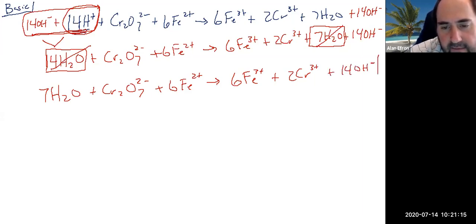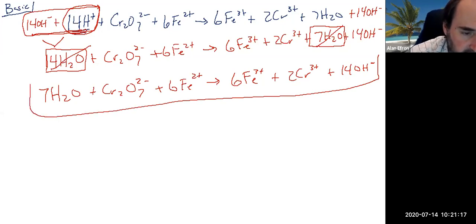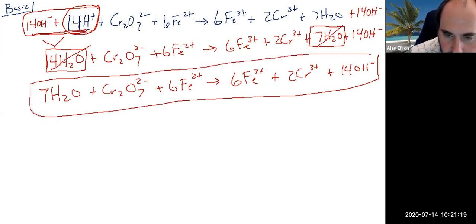And now, if I did not screw up again, hopefully, we should still be balanced both the same way in terms of numbers of elements on both sides and also the charge. So over here, 14 H's on the left, 14 on the right, 7 oxygens there plus 7 more is 14. So 14 oxygens, 2 chromiums, 6 irons, 6 irons.